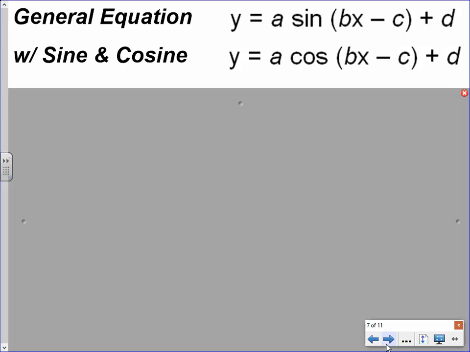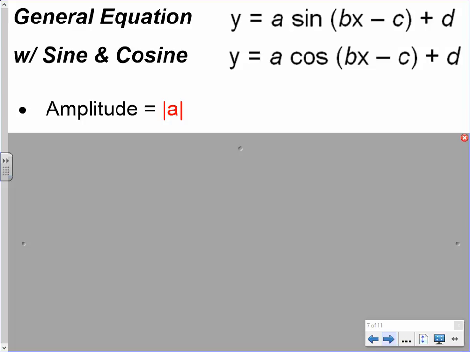Vertical? If it's on the outside, things get affected vertically. Okay, so A is giving us a vertical stretch or shrink. What's that going to affect? Out of the two words we just put, it's going to affect the amplitude. Good news, A is the amplitude, really the absolute value of A. We can't have negative amplitude. A is just going to give you your amplitude, so we're going to take the absolute value of A for your amplitude.